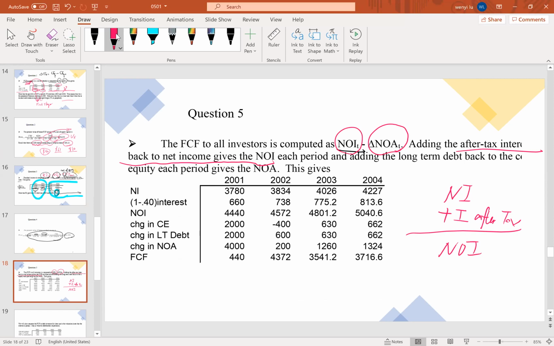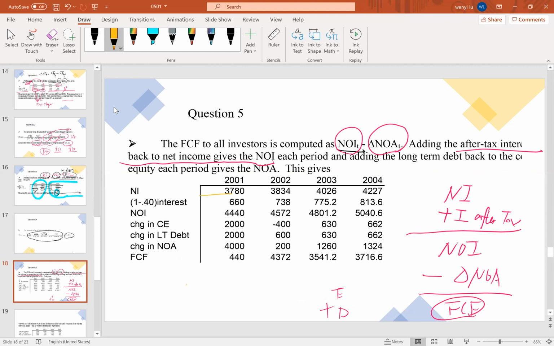Net operating income minus the change in net operating assets equals the free cash flow to the investors. And for free cash flow to the firm, you should also include the long-term debt, because our investors for the firm are not just equity holders but also debt holders. So that's why in this part you need to add back long-term debt. So you can see the calculation here in detail.